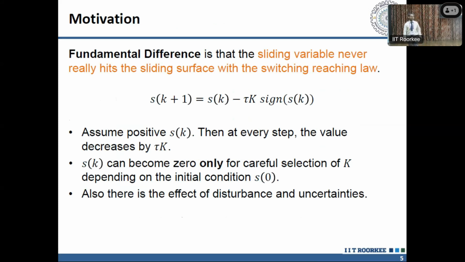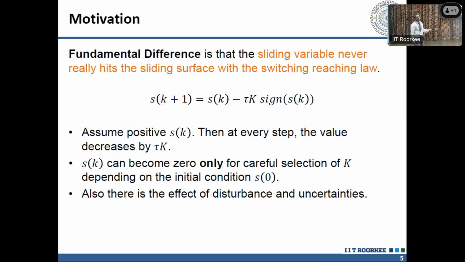So you have to know what is s0. Then you can calculate how much I have to move, what is my sampling time, and then I can calculate some k. So in that way, maybe very carefully, and it will depend on s0. So that can happen maybe, but in general it does not hold.